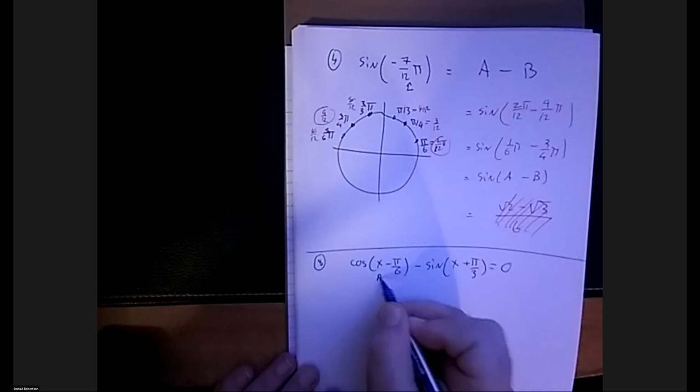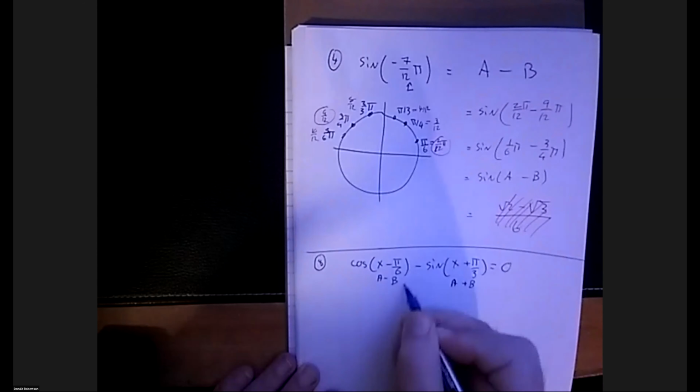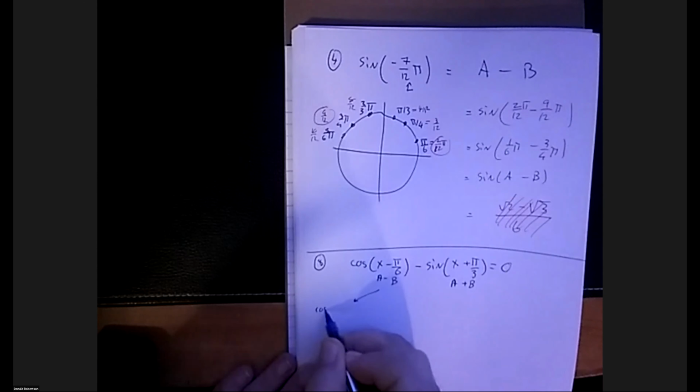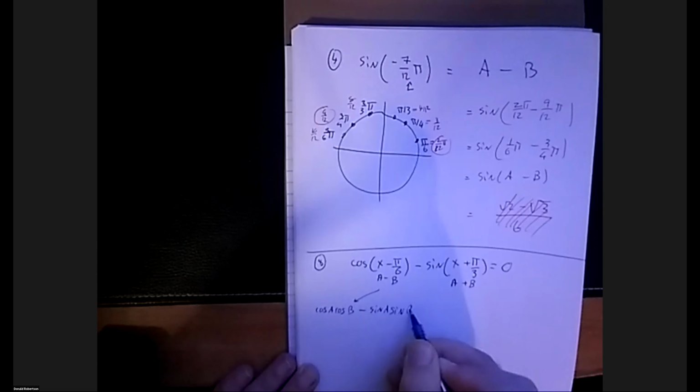Now, the only difference between a simplified question and an identity question is, in a simplified question, you don't know what it simplifies down to. In an identity question, they tell you. So here goes. This fella here is like the cosine of A take away B. This one here is like the sine of A plus B. So if you take this fella, you get cosine A, cosine B, minus sine A, sine B. How do I know that?